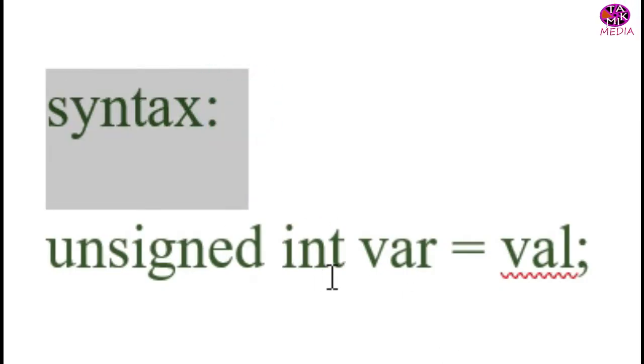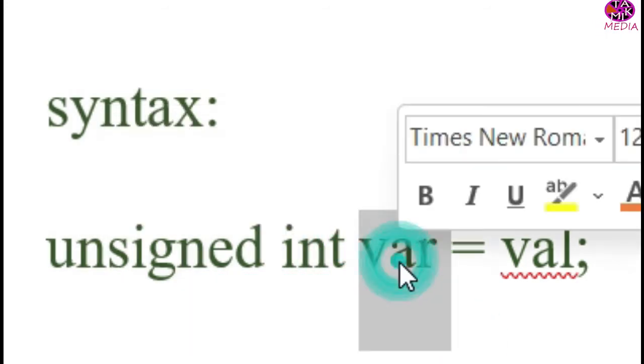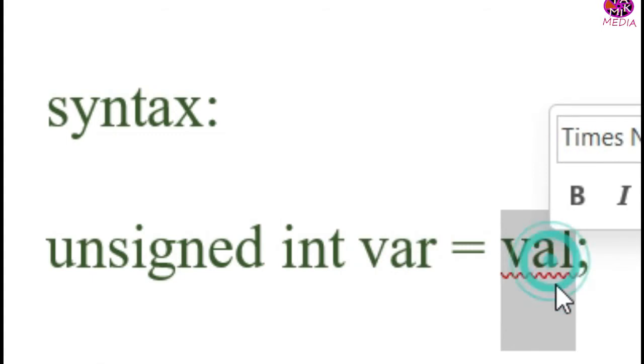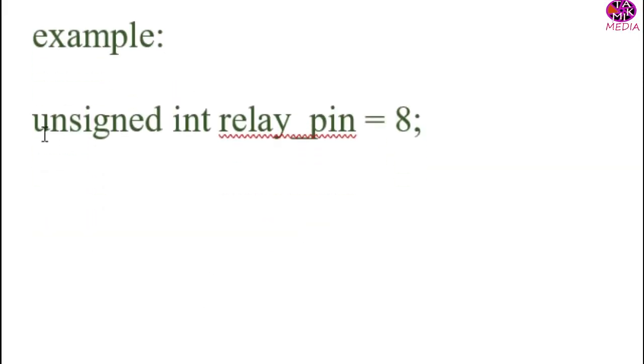Syntax. Unsigned integer, this is the keyword, it needs a variable name and a value. Parameters: it requires a variable name and the value to assign to that variable. Example, unsigned int, as you already know, this is the keyword for unsigned integer, and this is my variable name, and this is the value.